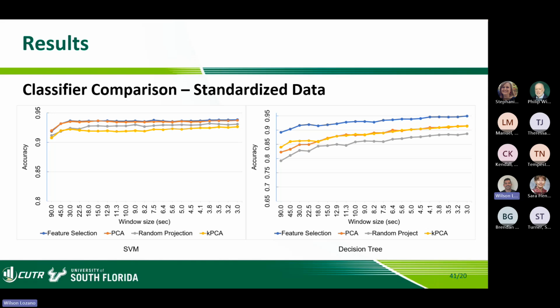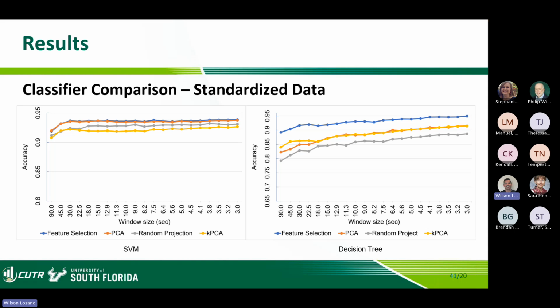We have different plots, and we only selected some for the presentation. In this case, we are presenting data related to standardized data. We have another plot for non-standardized data. Each line represents one of the preprocessing techniques. The blue line represents feature selection. The gray one represents random projection. The dark orange one represents PCA. And the light orange represents kernel PCA.